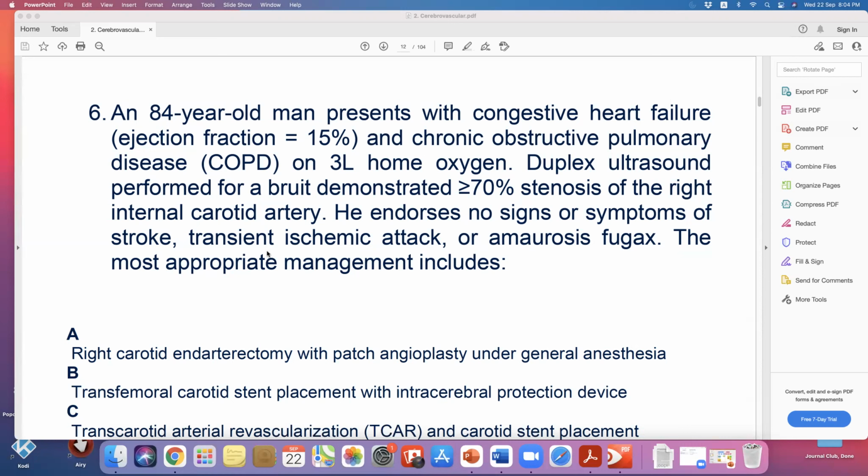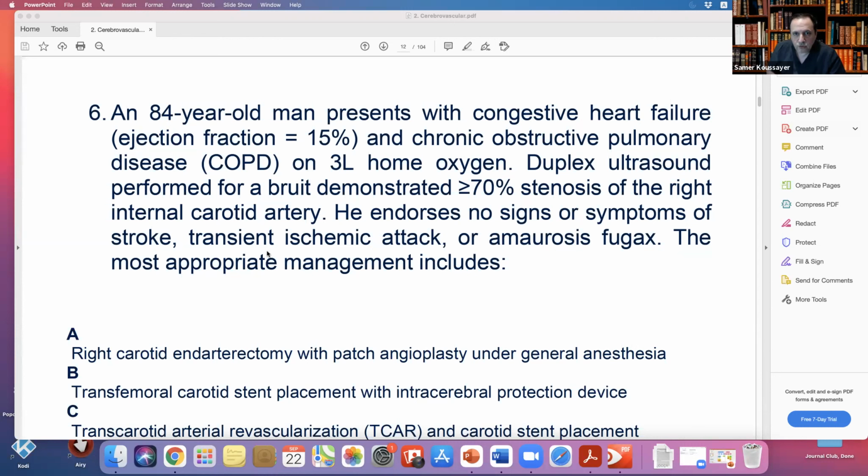So he has multiple diseases, and it's the same question we discussed earlier: multiple diseases and asymptomatic stenosis. So usually these patients will go to best medical therapy, I think. Yeah, you're correct. You want to be confident. It's very obvious. An 84-year-old guy already has COPD, home oxygen. So there's two against, and more than 70%, and he is asymptomatic.